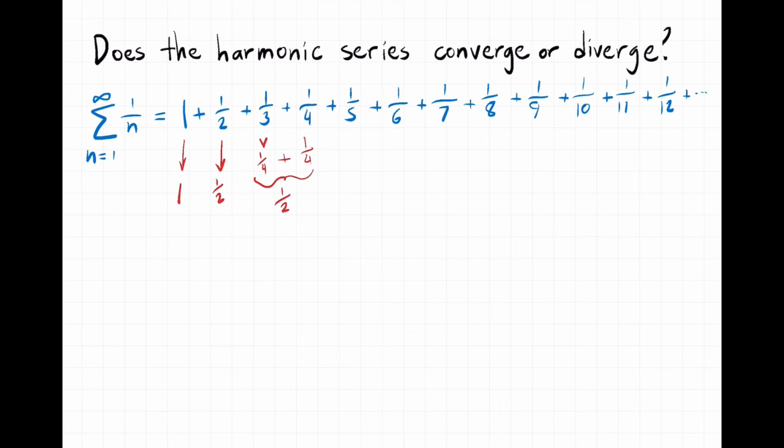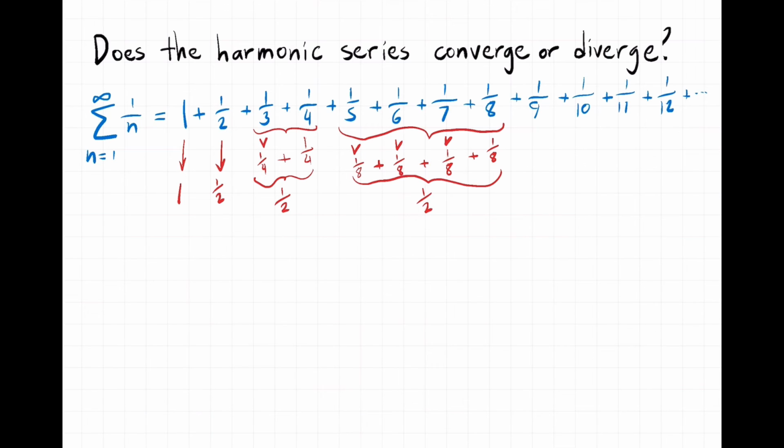Let me look at the next four terms here. 1/5 plus a 6th plus a 7th plus an 8th. So 1/8 is 1/8. So 1/7, well, 7 is less than 8, but that means that 1/7 is actually greater than 1/8. And 1/6 is also greater than 1/8. And 1/5 is also greater than 1/8. So we're actually adding up 4 copies of 1/8. That's 4/8, that's a half. So whatever we had in our actual series is greater than 1/2, those 4 terms.